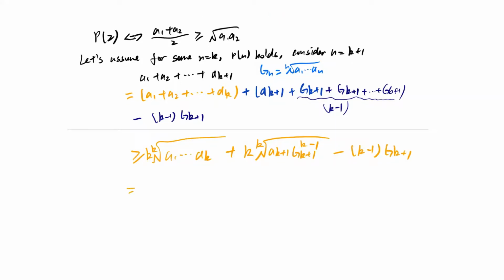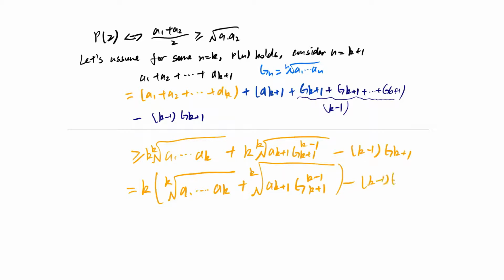And we can take the common factor out. We will have k times (a_1 all the way up to a_k) plus this kth root of a_{k+1} g_{k+1}^{k-1}, minus k minus 1 times g_{k+1}.